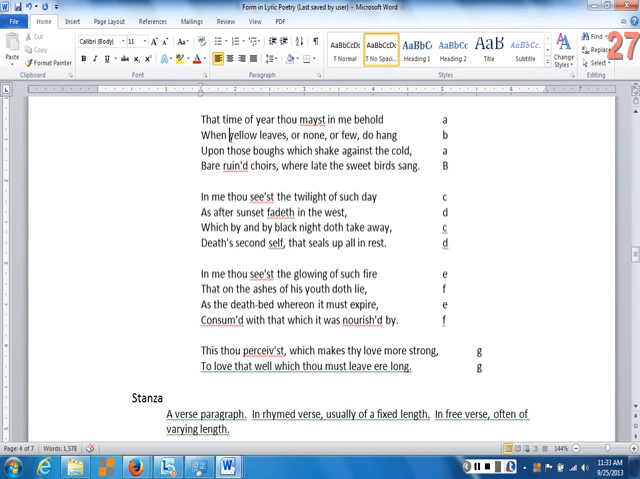The first form of seeing is seeing in terms of yellow leaves and boughs shaking against the cold, right? And ruined choirs where late the sweet bird sang. Well, recently. Late means recently here, okay? So first stanza, seeing in terms of the autumn of the year. All right, so that's one topic. All right, but second stanza goes into a different topic. The topic being twilight, okay? The time immediately after sunset. After sunset fadeth in the west.